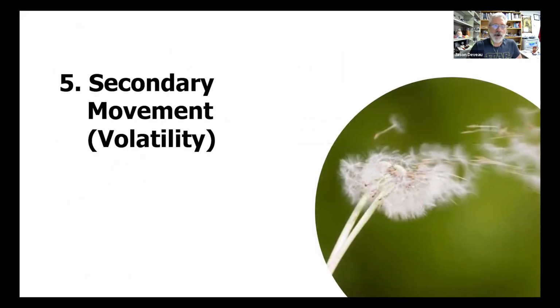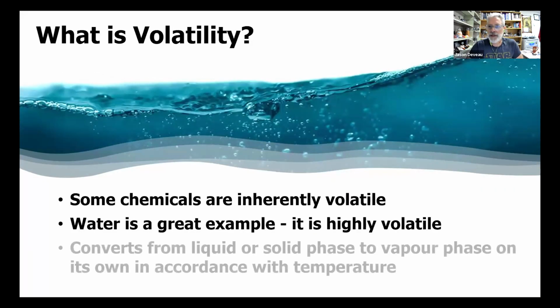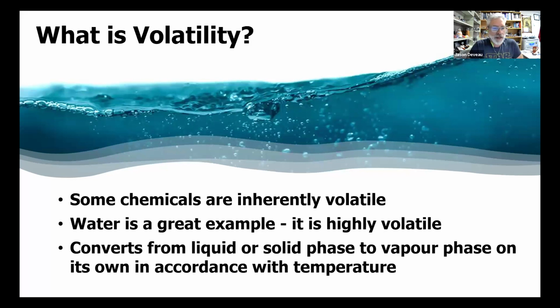Secondary movement. We've talked all about primary drift, the stuff that I think we all intuitively know about. Let's talk for a moment about secondary movement or volatility. What is it? Ask somebody, you'll get a different answer, but let's do this. Some chemicals are just by their very molecular properties inherently volatile, and you drink one every day, I hope. Water is a great example of a volatile. It can go from a solid to a gas. When you add heat, it evaporates. That's volatility. It does it all by itself. Now, admittedly, the hotter it gets, the faster it happens, and that's a property of volatility.